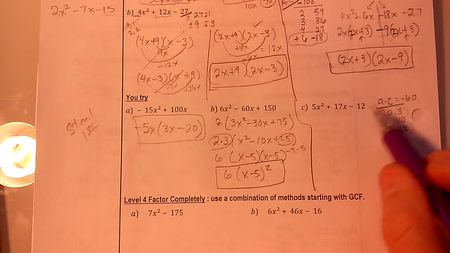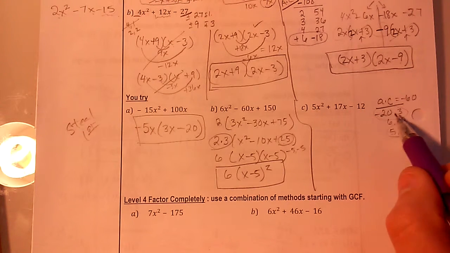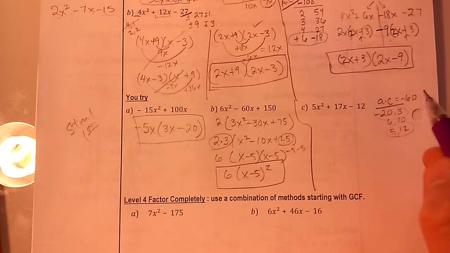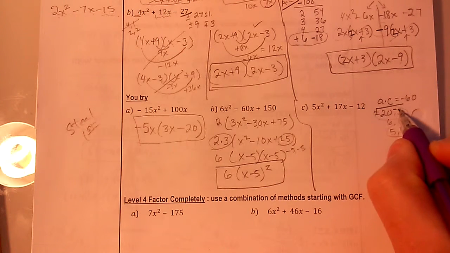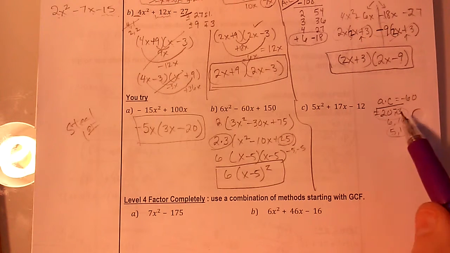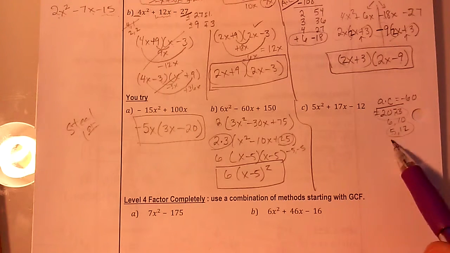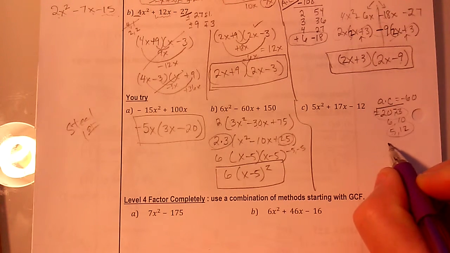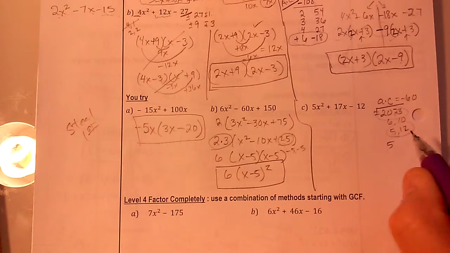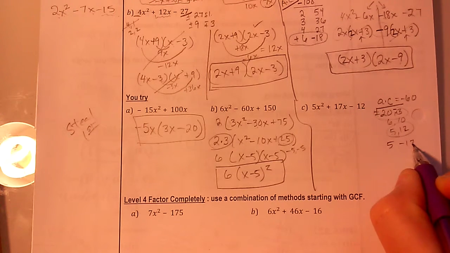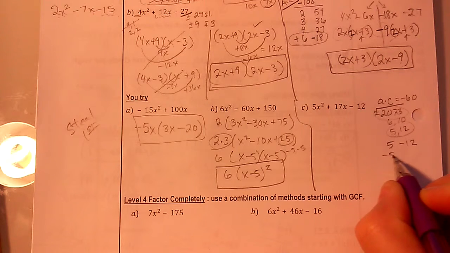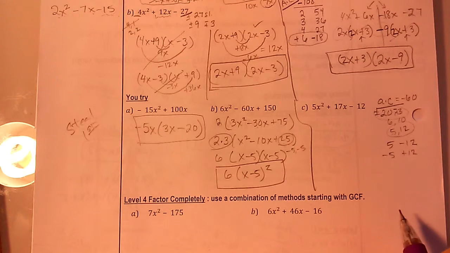Because the signs have to be opposite, right? This is a negative 20 and a positive 3, or it's a positive 20 and a negative 3. These I can combine to get a positive 17. Because the signs have to be opposite, I either have, for this bottom pair, 5 and a negative 12, or a negative 5 and a positive 12.